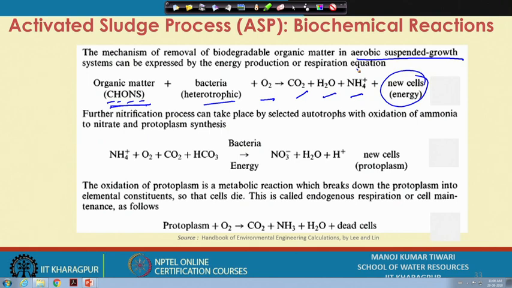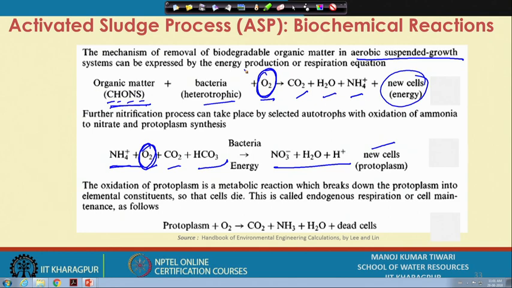new cells. Okay. Nitrification could also occur, as we were discussing in the week when we were talking about natural attenuation. However, it is a delayed process, so we have to increase the residence time if we want nitrification to occur. If it occurs, the nitrogen present reacts with oxygen, CO2 and bicarbonate, it oxidizes ammonia to nitrate and produces more new cells of the nitrifiers. So, there is an oxygen requirement for nitrification as well as for carbonaceous BOD removal.